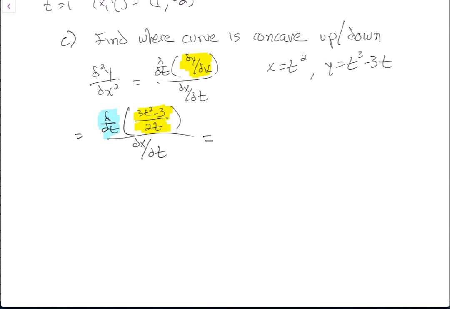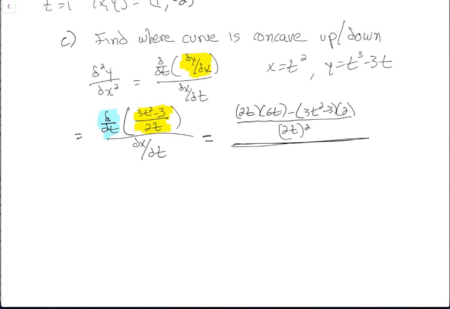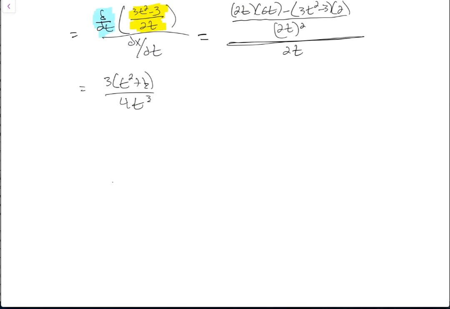So in the numerator, excuse me, we're going to have a quotient rule there. So I'm going to have bottom times derivative of the top minus top times derivative of the bottom, all over the bottom squared, and I'm going to divide all of that by dx/dt, which was 2t. So I'll pause the video for a moment to go ahead and do the algebra of that expression. So when I simplify all of that, I end up with 3 times quantity t squared plus 1, all over 4t cubed.